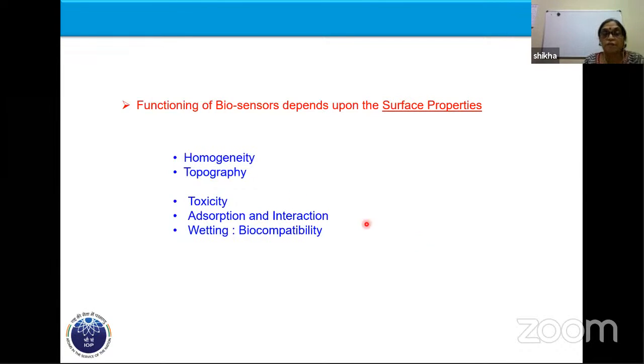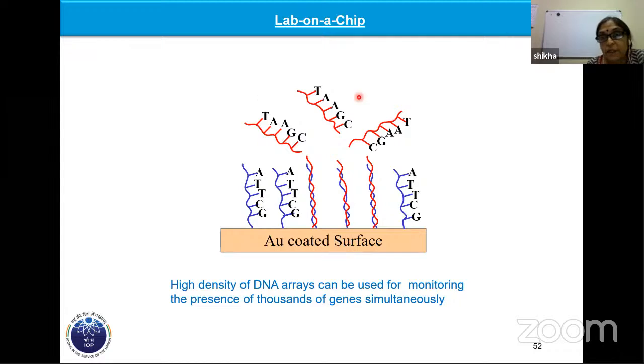So the functioning of biosensors depends on the surface properties: its homogeneity, topography, toxicity, absorption and interaction, wetting and compatibility. This is also very important, and as we'll show, we'll see that it is becoming more biocompatible as it is wetting more. So these measurements we will see. So this is a lab on a chip work. This shows why these surfaces are important.